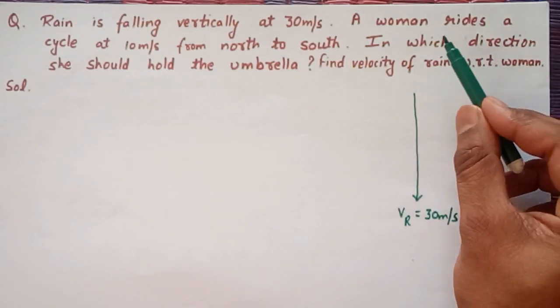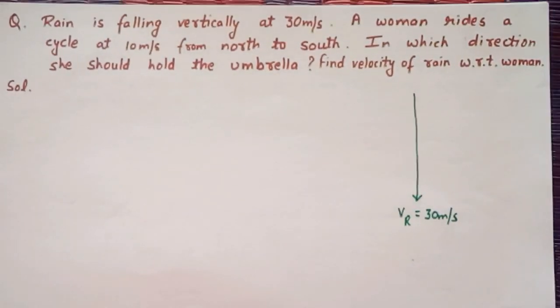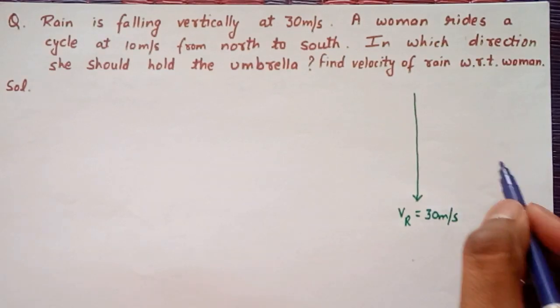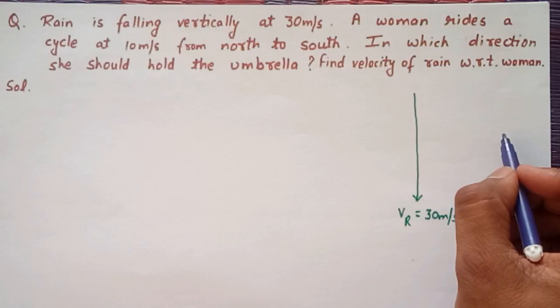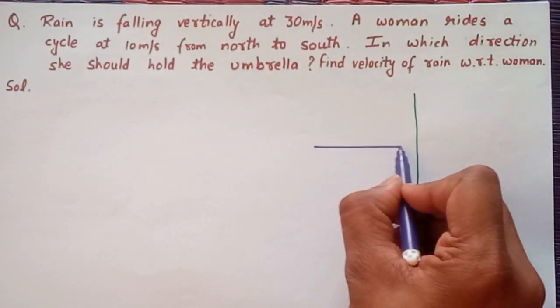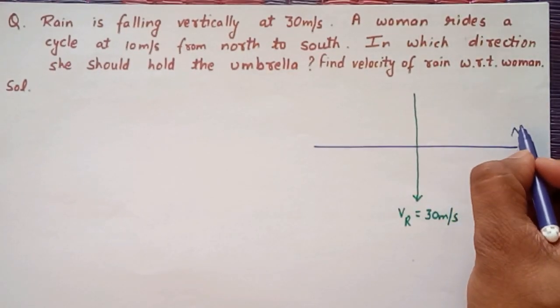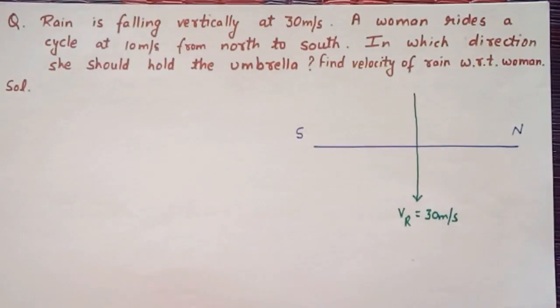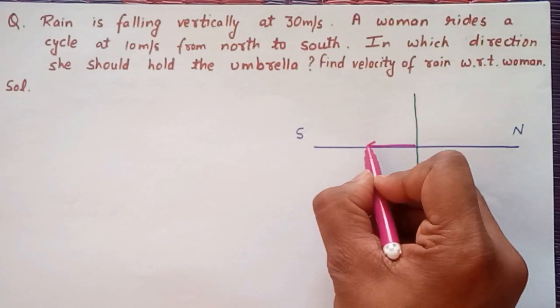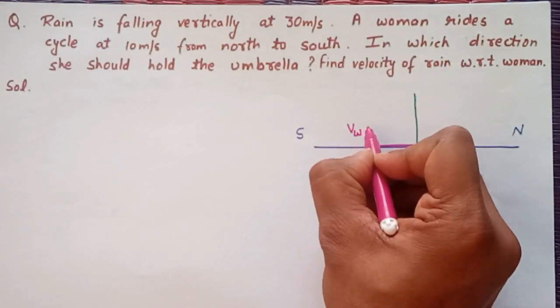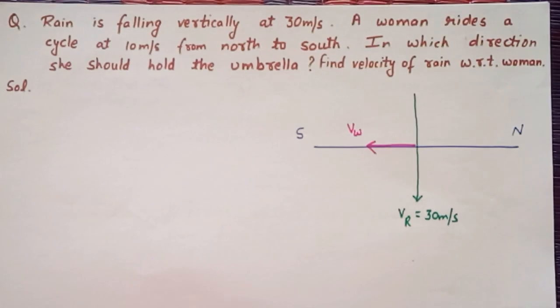And a woman rides a cycle at 10 meter per second, from north to south. I am taking this direction as north and this one as south. A woman is going from north to south at the speed of 10 meter per second. So this is the velocity of woman, and it is 10 meter per second. In which direction should she hold the umbrella?